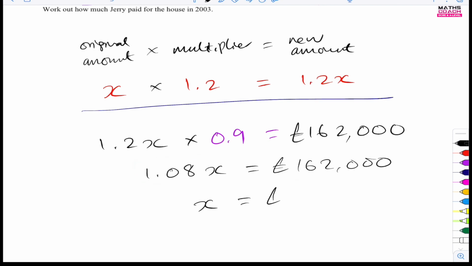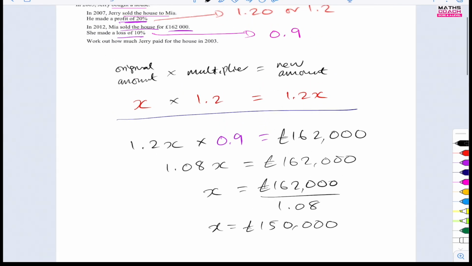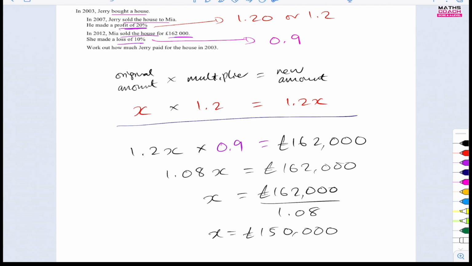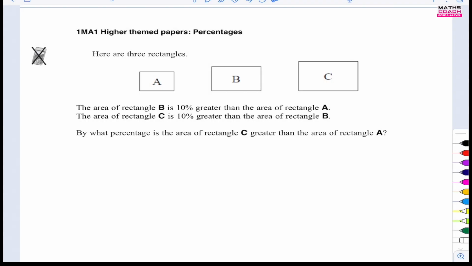So we have 162,000 divided by 1.08, and again put that into your calculator, and that gives us 150,000 pounds. Now, what was x? Let's go and trace it back. X was the original amount that Jerry bought the house for. So this is how much Jerry paid for the house in 2003. That's your final answer.